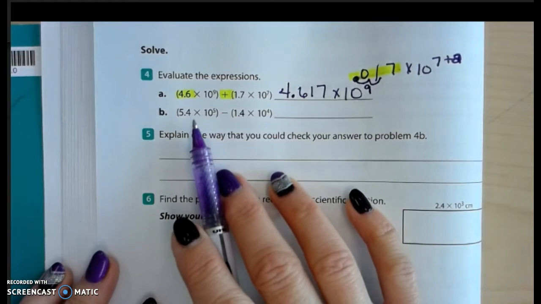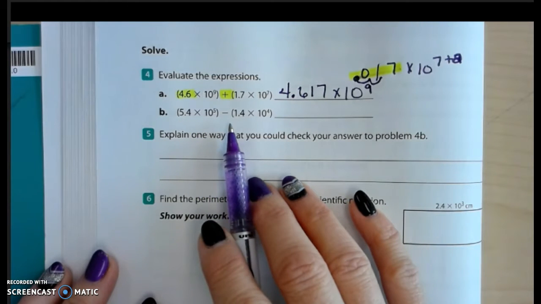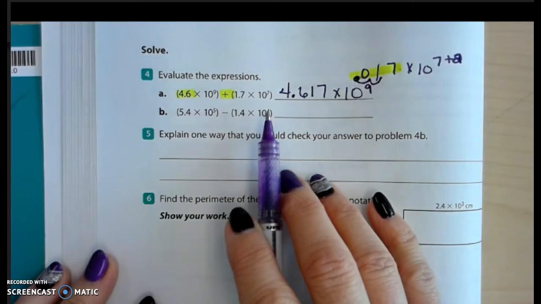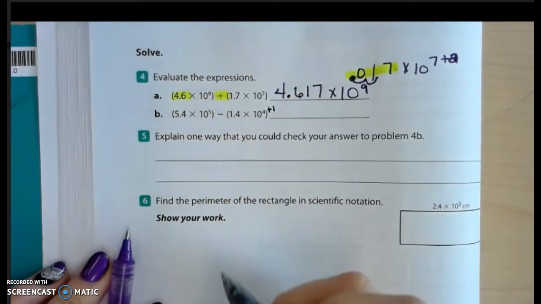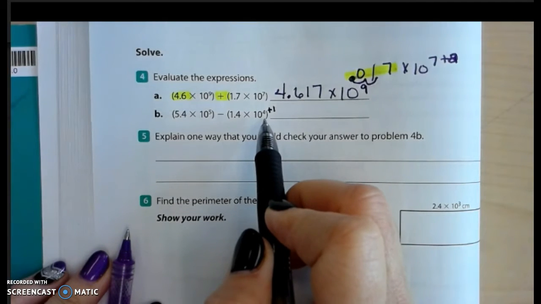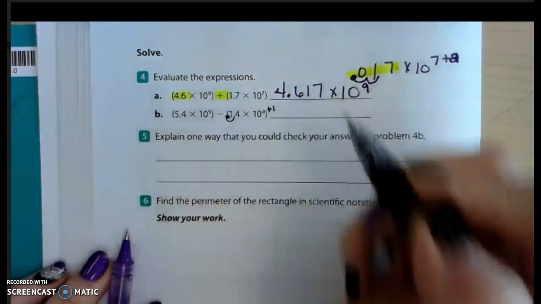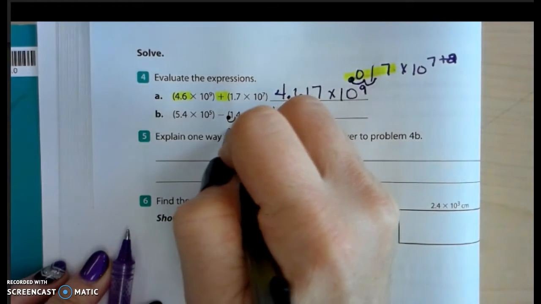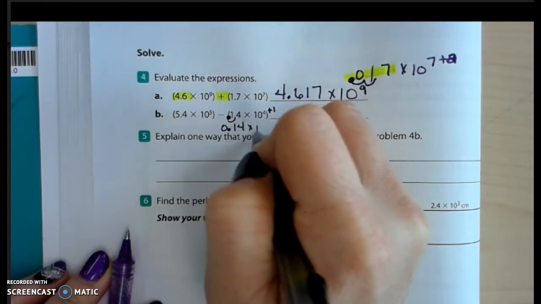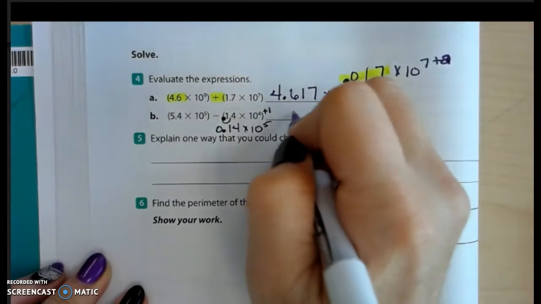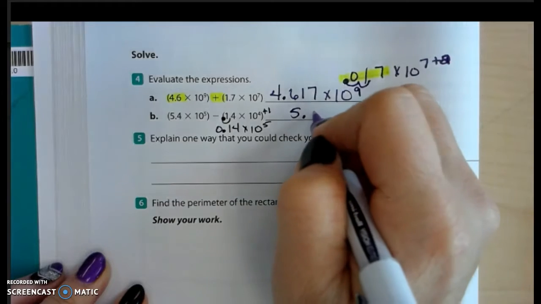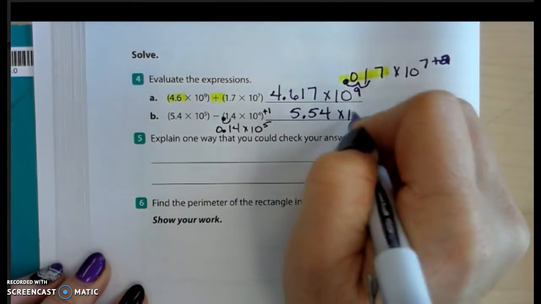On B, I've got 5.4 times 10 to the 5th minus 1.4 times 10 to the 4th. I'm going to increase the 10 to the 4th by 1. So I'll have a plus 1. If I increase one place value on my exponent, I decrease one place value on my constant, giving me 0.14 times 10 to the 5th as my new number. 5.4 plus 0.14 is going to give me 5.54 times 10 to the 5th.